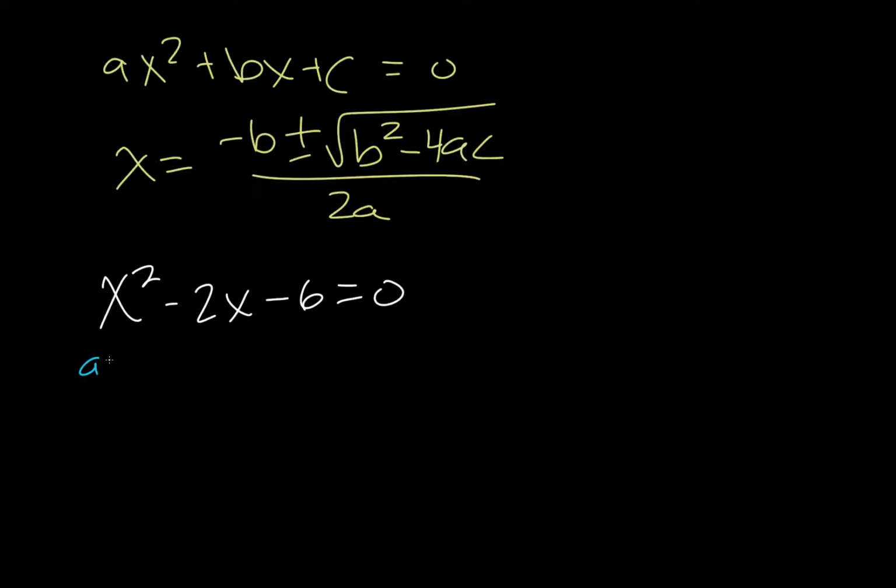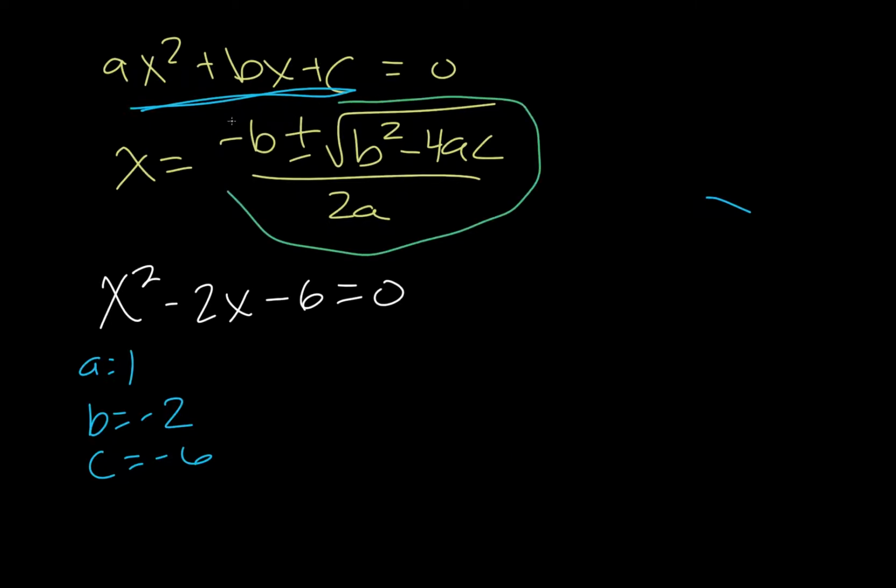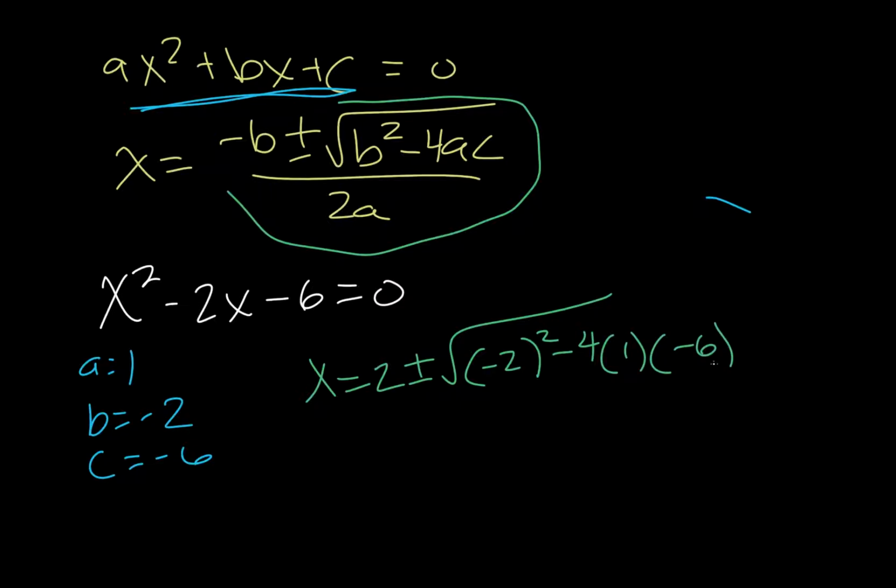And so the first thing you want to do is write down your A, your B, and your C. Once again, just from this equation. Now we're going to plug it in here. So we have x equals opposite of b. So since it's -2, I'm just going to do +2. And then we get -2 squared minus 4ac, and then that's all over 2a.